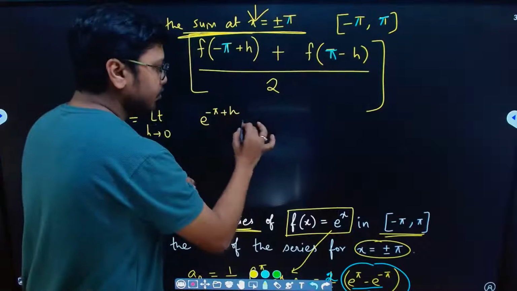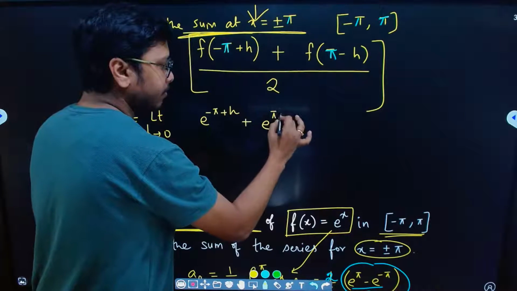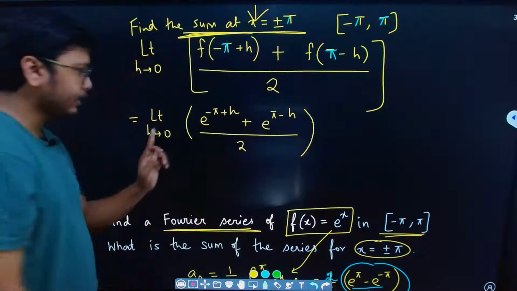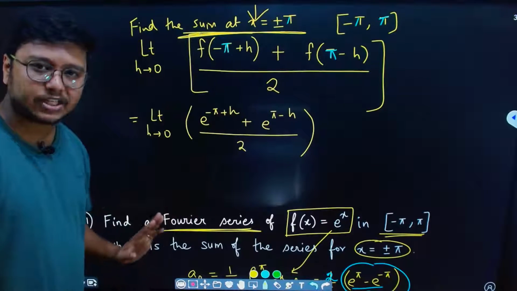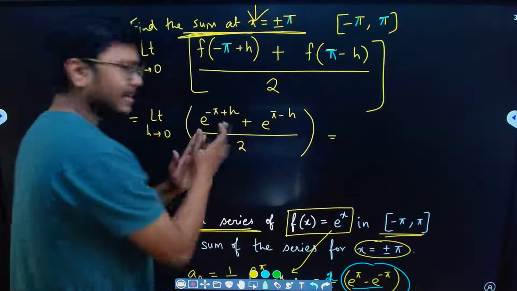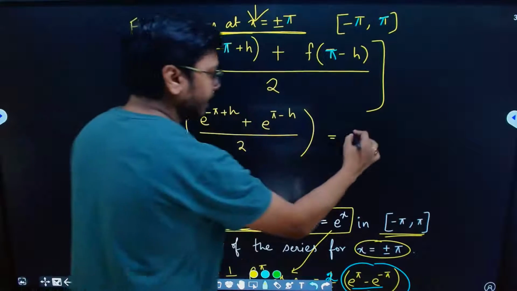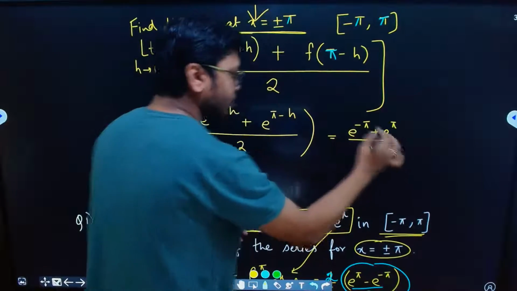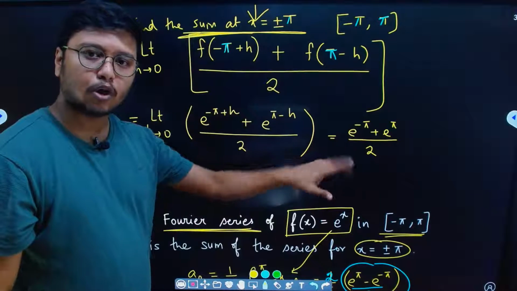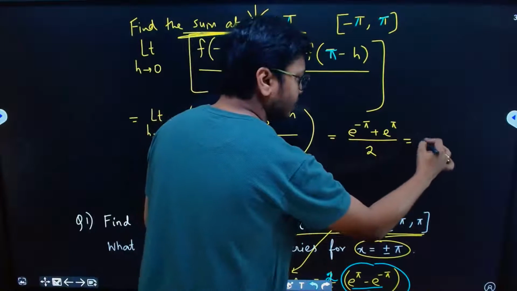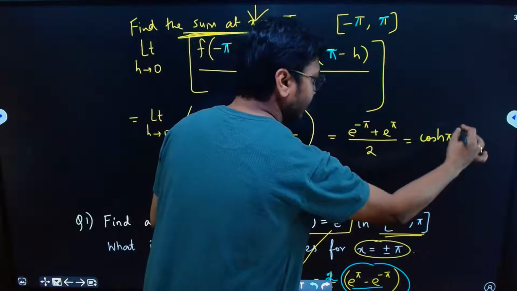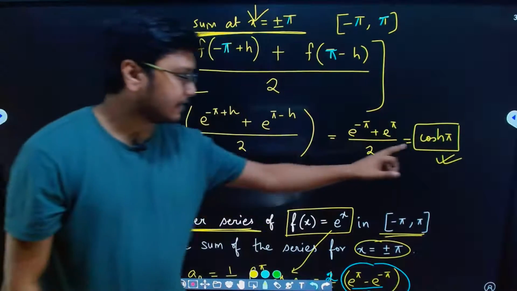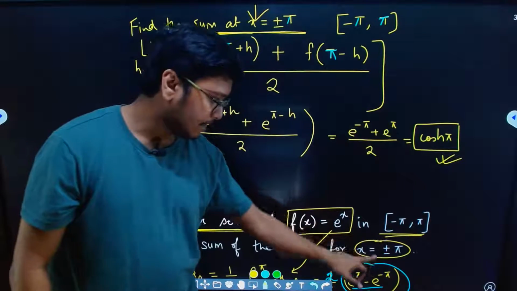Similarly, this function is going to be e to the power pi minus h by 2, where h tending to 0. So now if I put h value 0, I will have e to the power minus pi plus e to the power pi by 2. And this is the formula for cos hyperbolic. So this is cos hyperbolic pi. So this is the sum of the Fourier series at the particular end point plus minus pi.